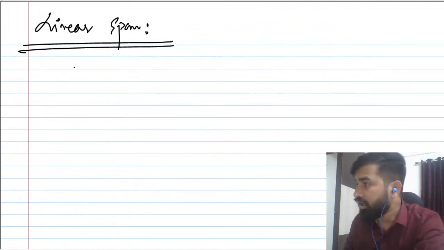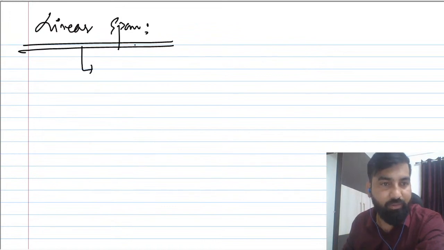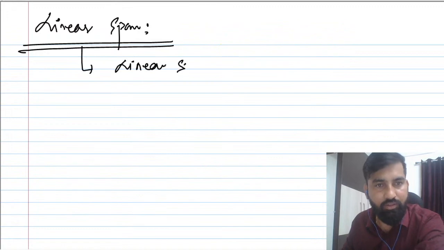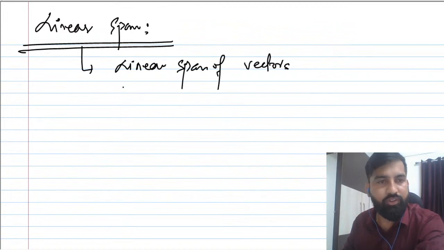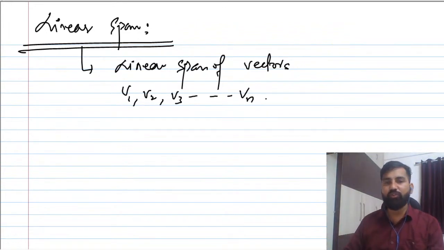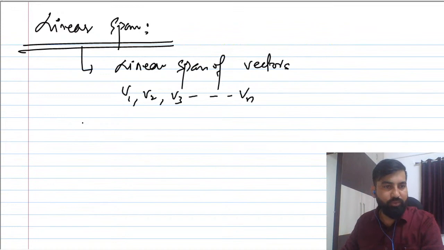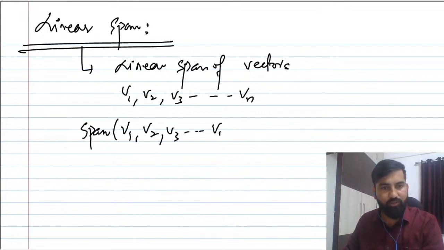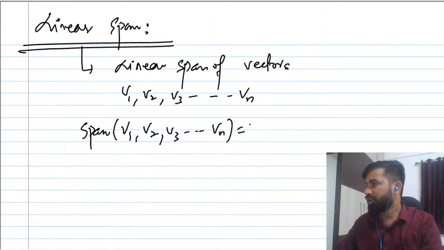So, linear span of vectors. Let me consider some vectors here: v1, v2, v3, and so on, vn. There are some vectors given. We will say that the span of these vectors v1, v2, v3, and so on, vn is going to be what?